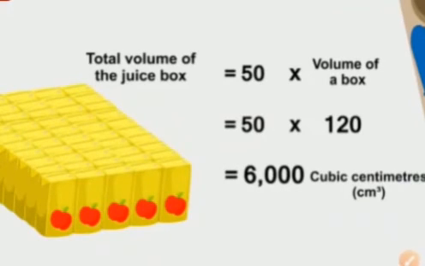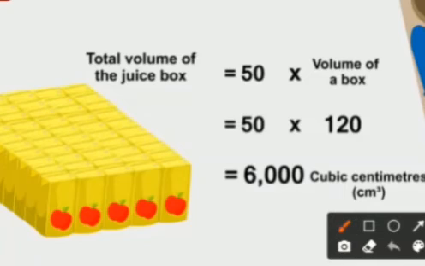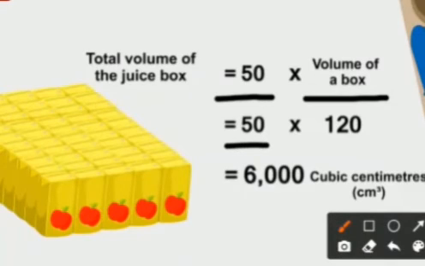Now I want to find out the volume of 50 such cuboid shaped juice boxes. So for that I have to multiply 50 by volume of a box. So equal to 50 multiply 120, that is the volume of one box. So after multiplying these two numbers 50 and 120, we will get answer 6000 cubic centimeters. That is the volume of 50 such juice boxes.